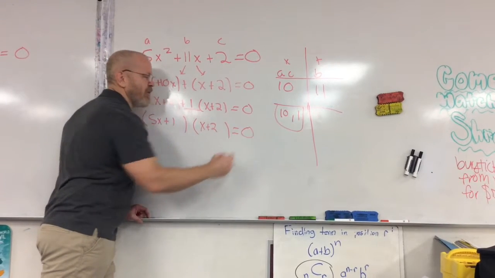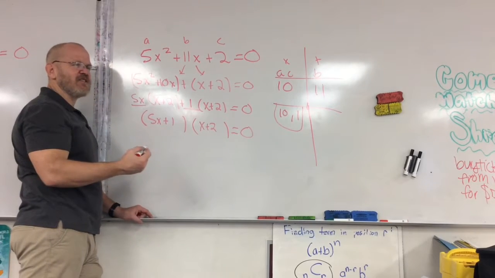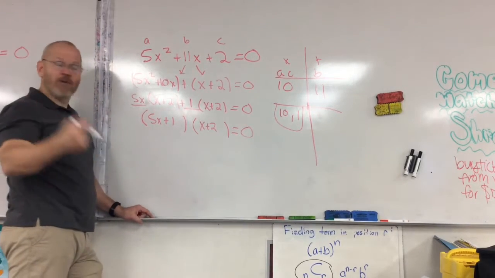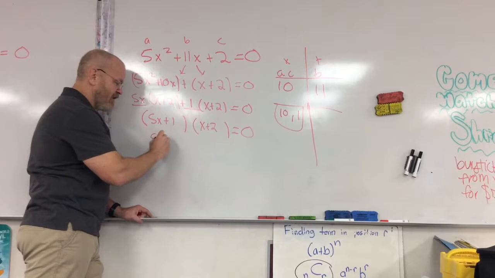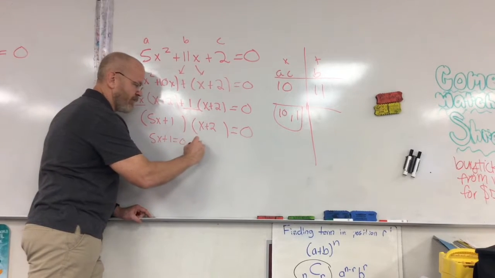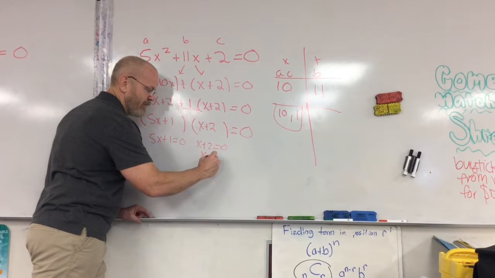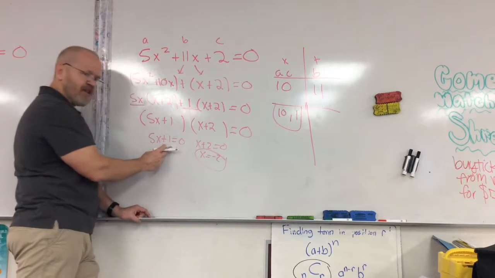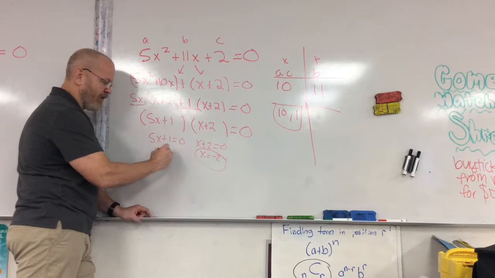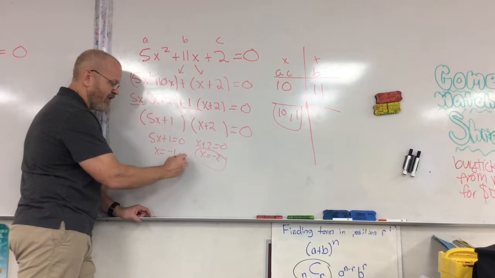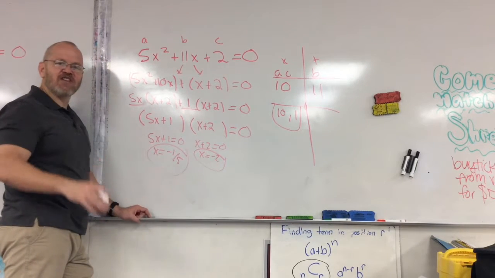Since this is a situation we have to solve, we're going to use the zero product property and set both factors equal to 0. This one's obviously, if I subtract 2, negative 2, one solution. Two steps: subtract 1, divide by 5, and we get negative 1/5. And we're done. Solved using the AC method.